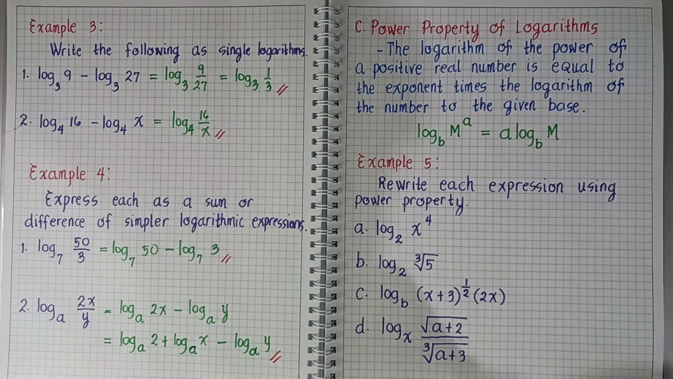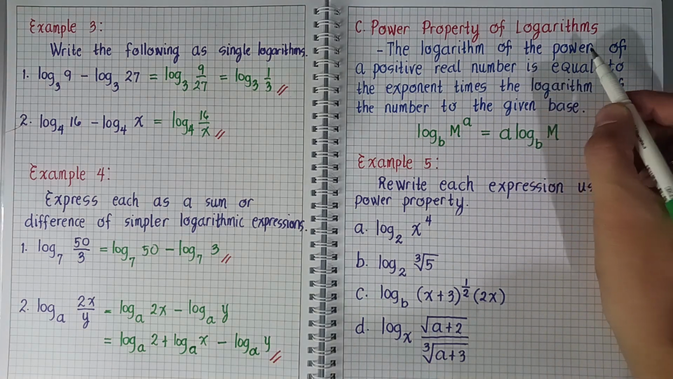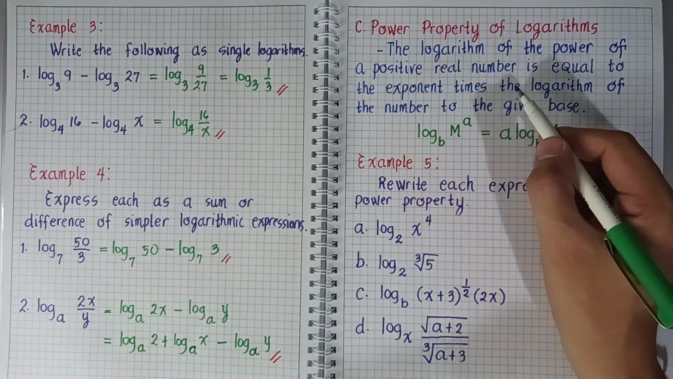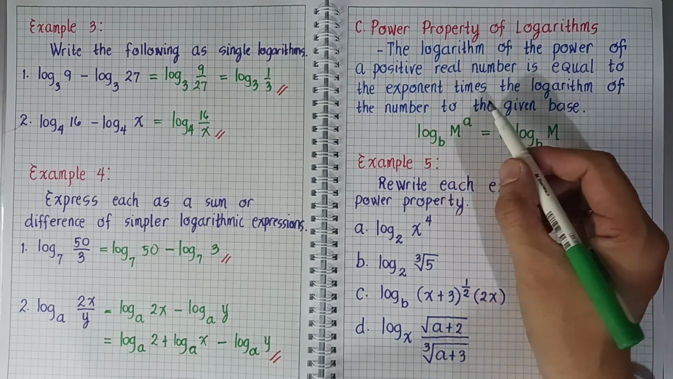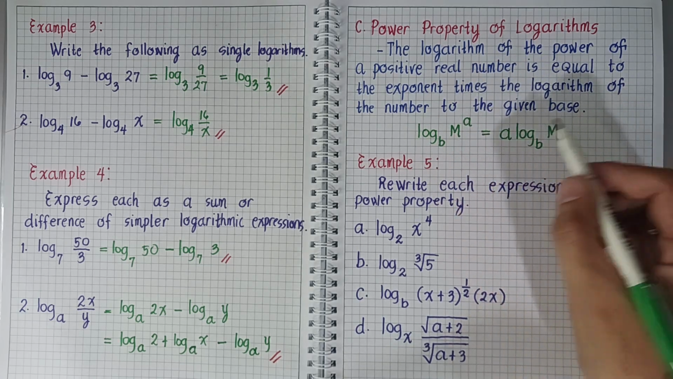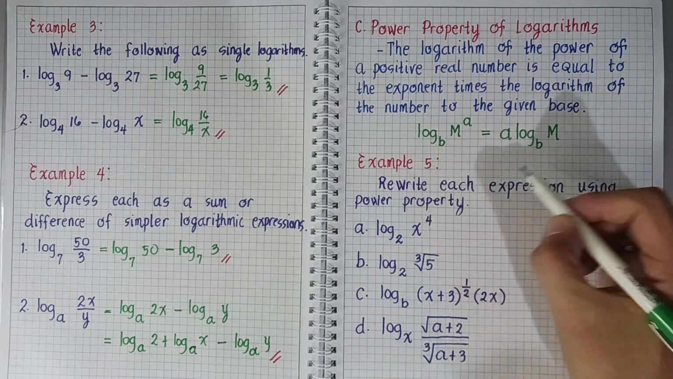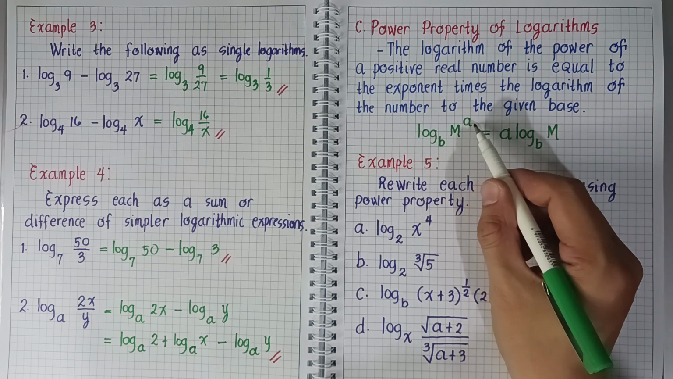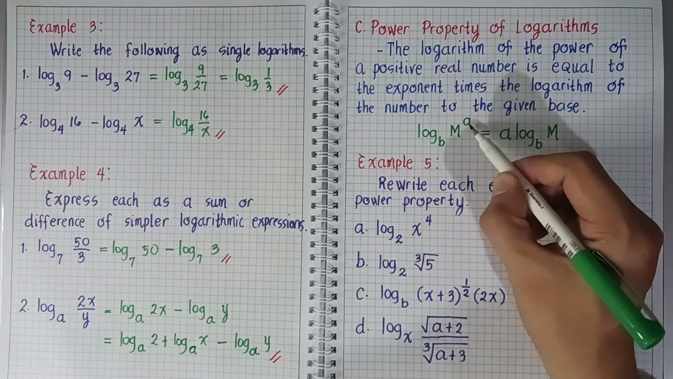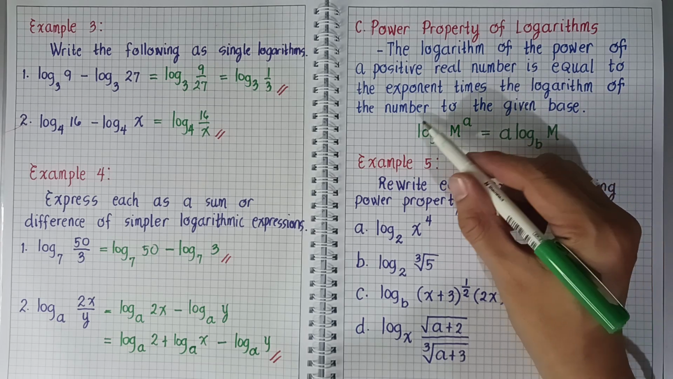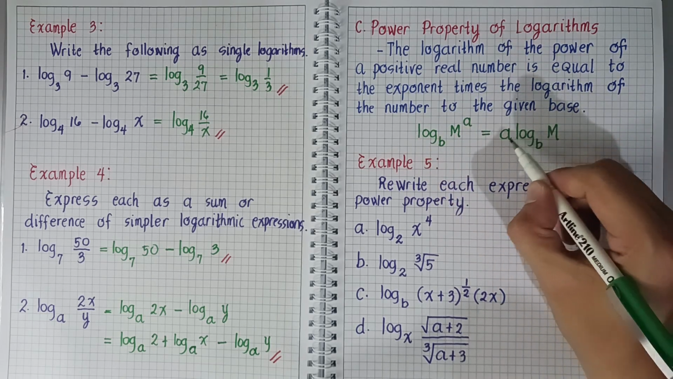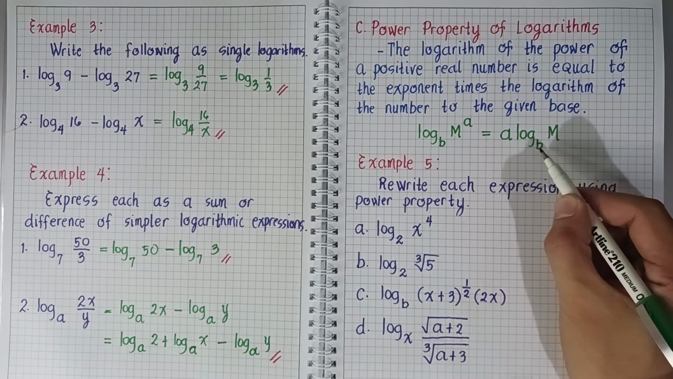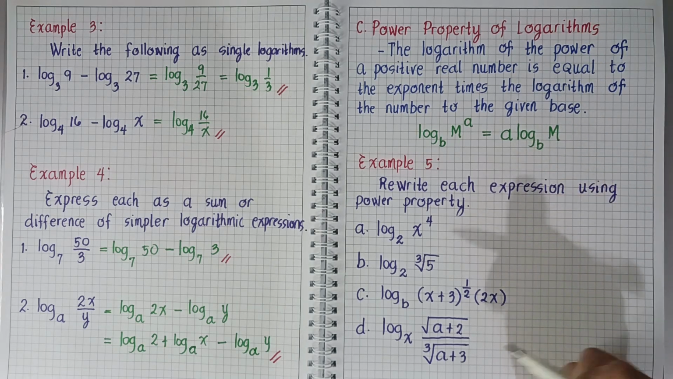Another property which is power property of logarithms. The logarithm of the power of a positive real number is equal to the exponent times the logarithm of the number to the given base. So in symbols, isusulat natin siya as the logarithm of m raised to a to the base b. So kapag meron tayong exponent dito guys, ililipat natin siya sa unahan ng logarithm. Okay, so this is now equal to a times the logarithm of m to the base b. So ganun lang kasimple.